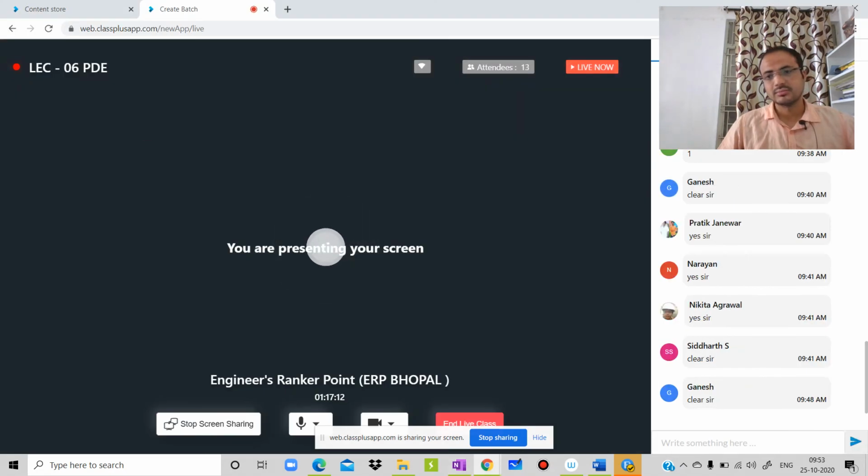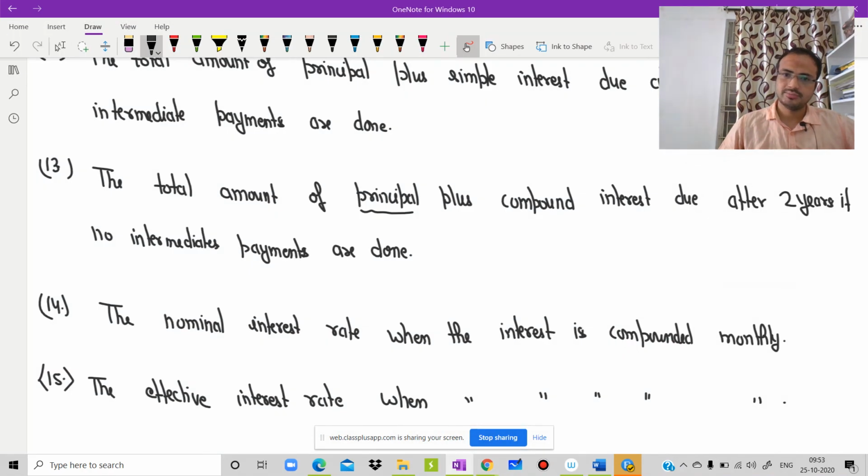Ganesh, Siddharth, I need correct answer from each and every student. The right answer of the first question is, you can say it is a mother question. Whatever they will ask in GATE, they will ask from this question only.